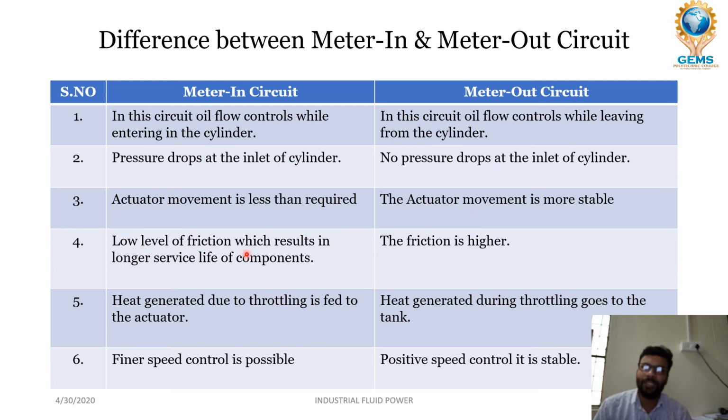Meter in has a low level of friction, which results in longer service life of components; here in meter out, the friction is higher. In meter in, heat generated due to throttling is fed to the actuator; in meter out, heat generated during throttling goes to the tank. In the meter in circuit, finer speed control is possible. In the meter out circuit, positive speed control is stable.